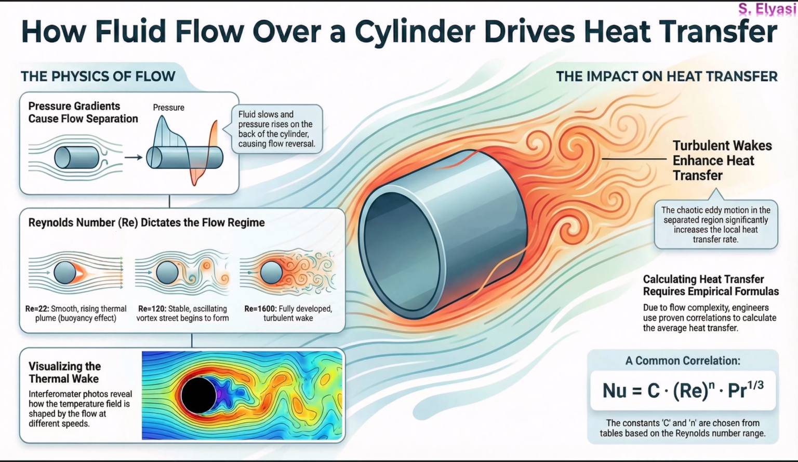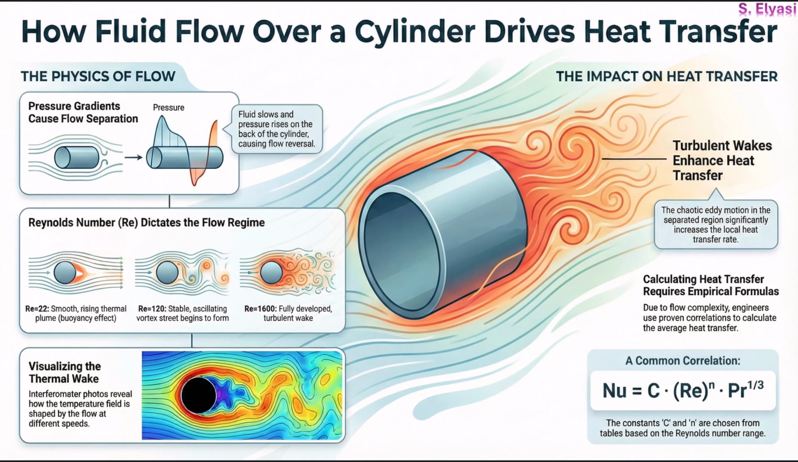Okay, first up, the basic physics. It really all starts with pressure gradients causing the flow to separate. See, as a fluid moves past the cylinder, it actually slows down on the backside. And when that happens, the pressure shoots up, and that's what causes the flow to reverse, creating that turbulent wake you see behind it.